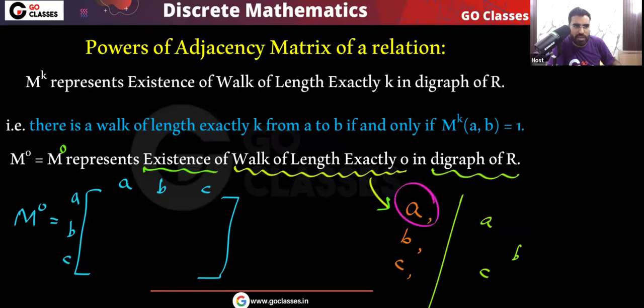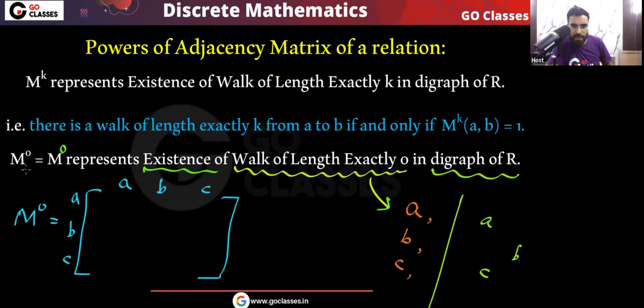If I take only this vertex A, in the previous lecture we have already seen this. In the previous lecture, I have already discussed walk of length 0 and walk of length 1. A self loop is a walk of length 1. But only a single vertex, that is a walk of length 0.